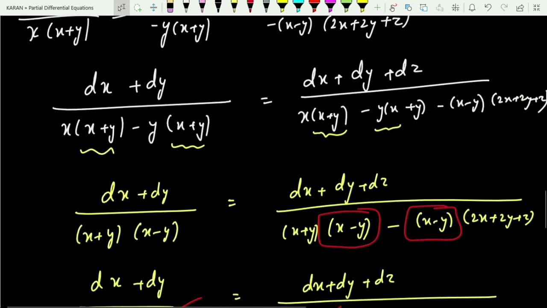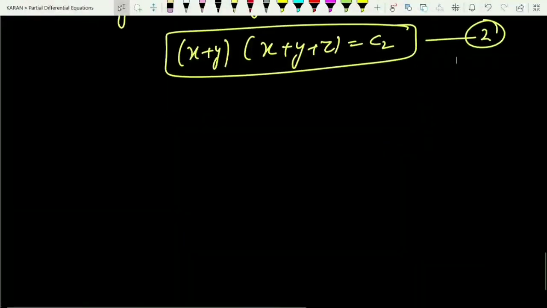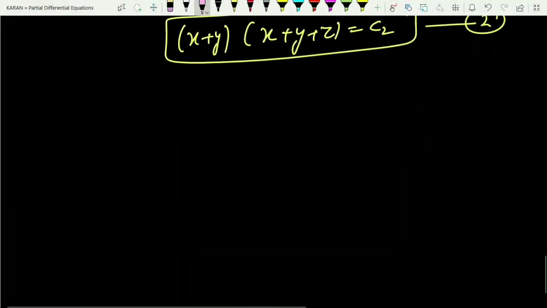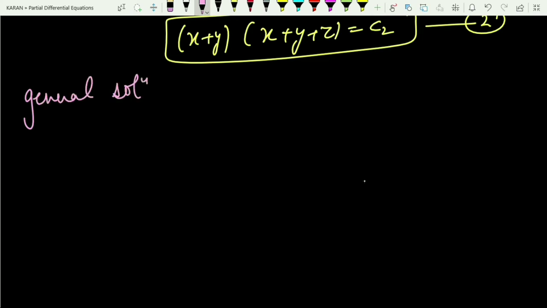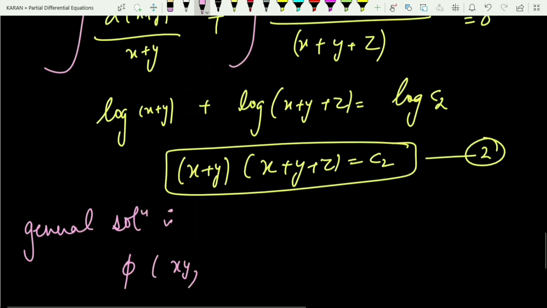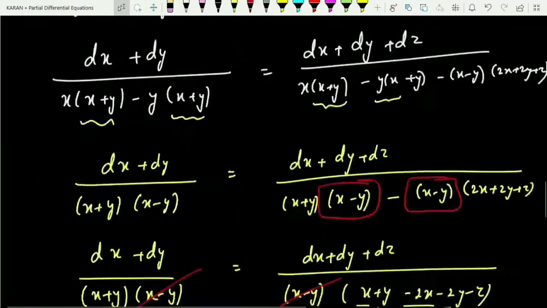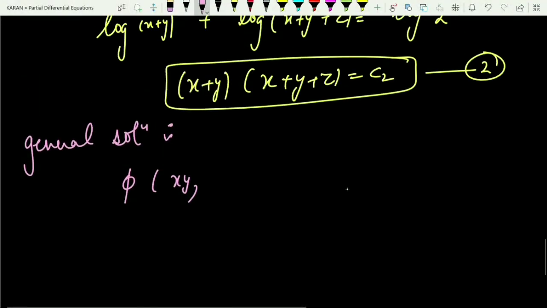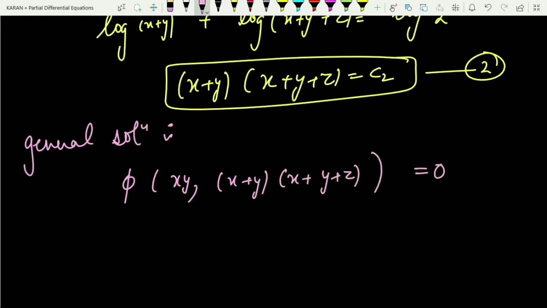Already we have found equation number 1, and this was equation number 2, and hence the final general solution is phi of, so the first one was x into y equals c1, and the second one, x plus y multiplied with x plus y plus z, equals 0. Again you have to mention that phi is an arbitrary function.